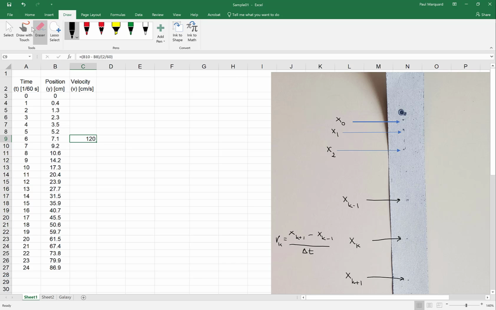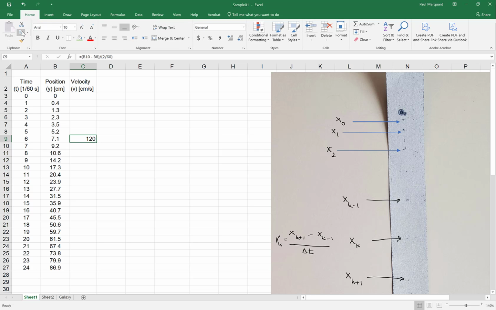So I can copy this up and down. So let's do that. I'm going to go to the home menu, and I'm going to click over here under copy. I could also do Control C. You'll see that. I'll do a copy here, and then I go to the cell below it, and I'm going to paste. And you'll notice paste is Control V. All right, so let's see what happens there. B10 minus B8 becomes B11 minus B9. B11 minus B9, and it's still divided by 2/60ths of a second.